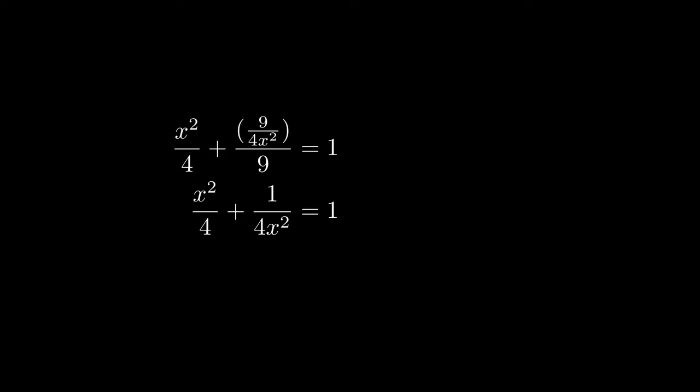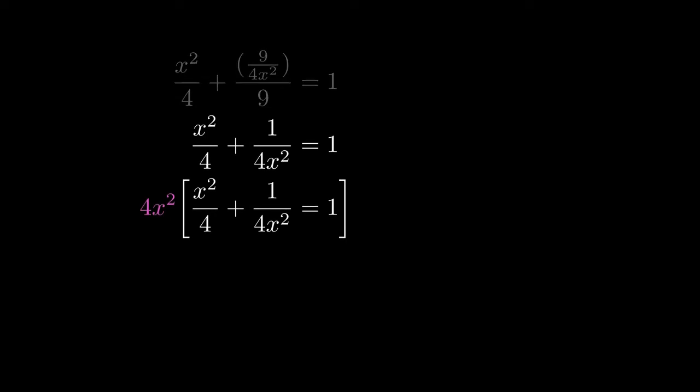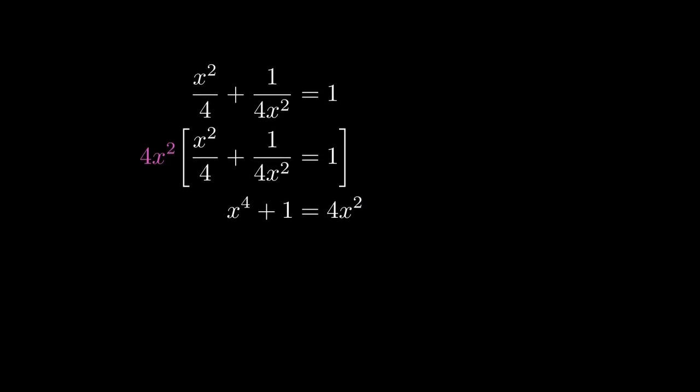All right, we need to simplify this. I want to get rid of the fractions if I can. So I notice that if I multiply by 4x squared, all those denominators will cancel. Okay, so the first one, we end up with x to the power 4. That one, everything cancels. We just have 1. And on the right side now, we have 4x squared. All right.